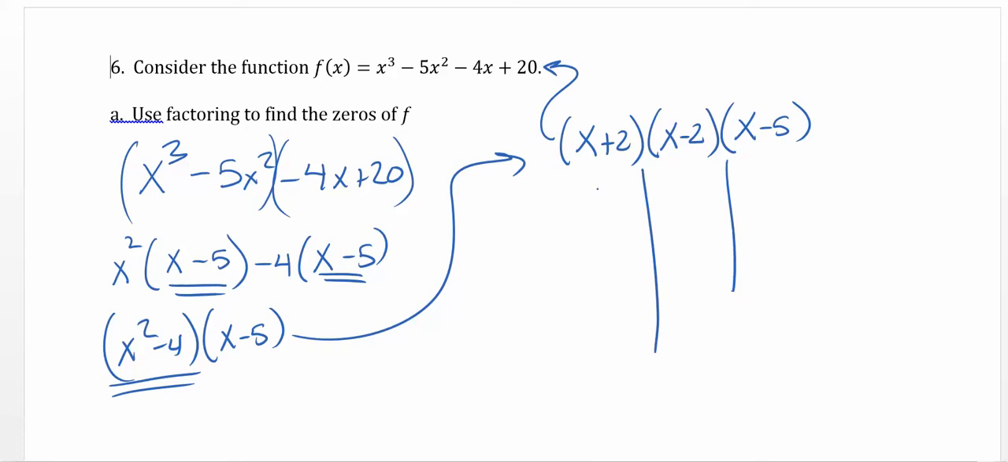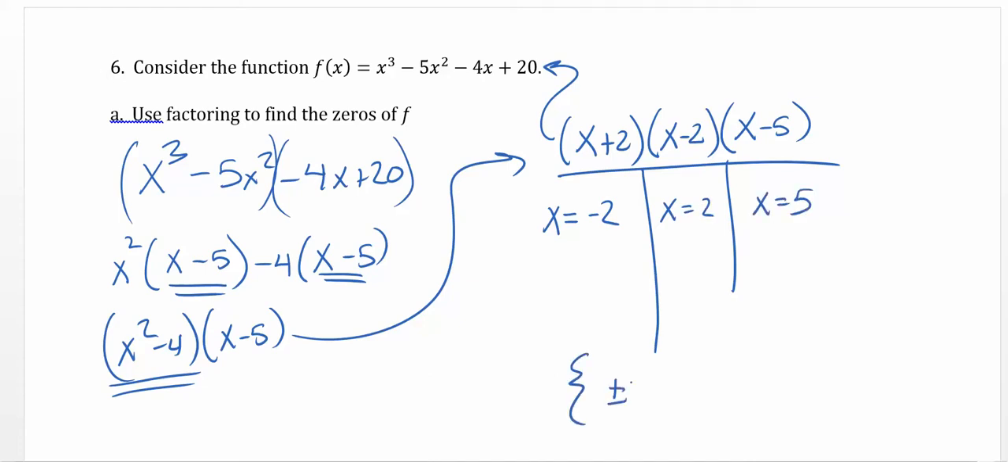So looking for the zeros, if I apply the zero product property, I could say that x has to be negative 2 in this case, x has to be 2 in this case, or x has to be 5 in this case. So all of my zeros would be plus or minus 2 or 5 for part A.